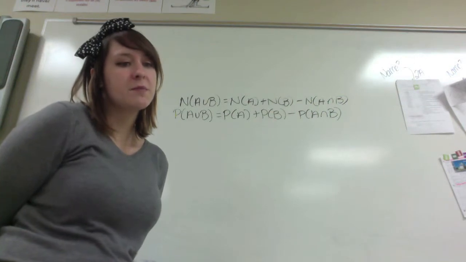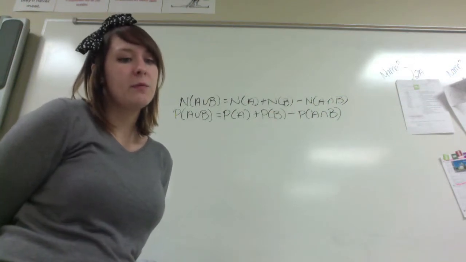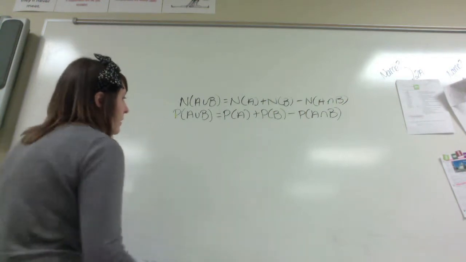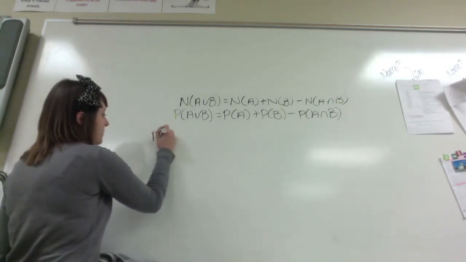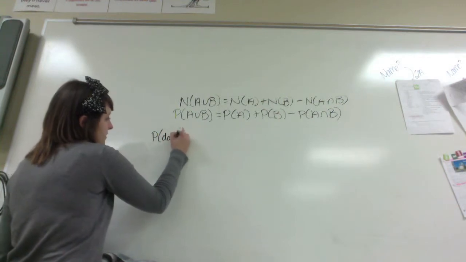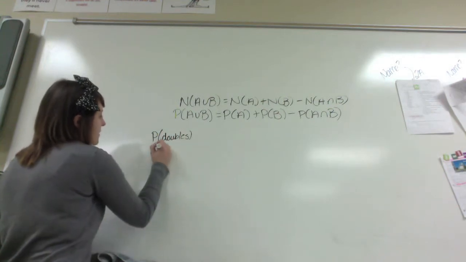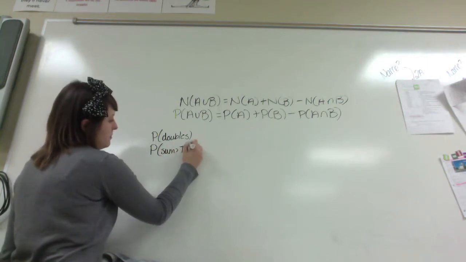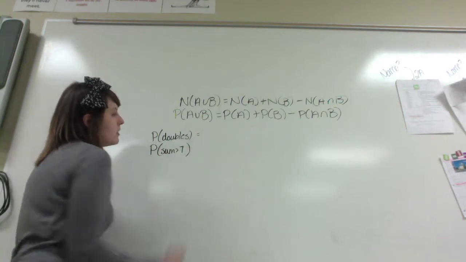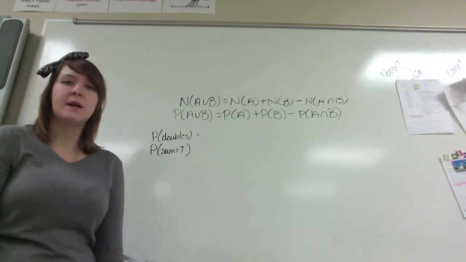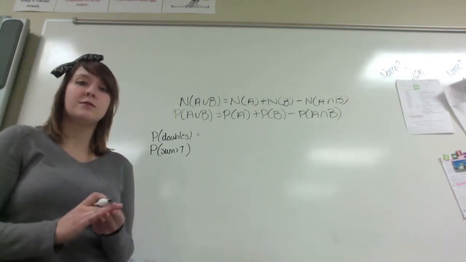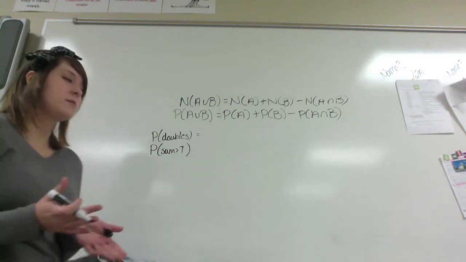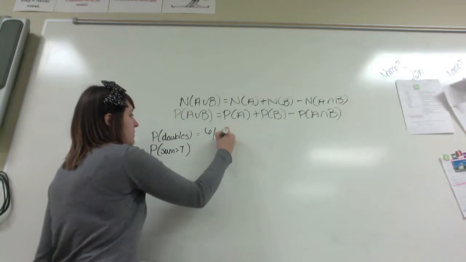So the next problem says a pair of dice is thrown. What's the probability that the dice shows doubles or a sum over 7? Okay, well, let's find the probability of the dice showing doubles. And let's also find the probability of a sum over 7. So if I want to get doubles, that's going to be either 1,1, 2,2, 3,3, 4,4, 5,5, or 6,6. So that's going to be 6 out of 36 possibilities.